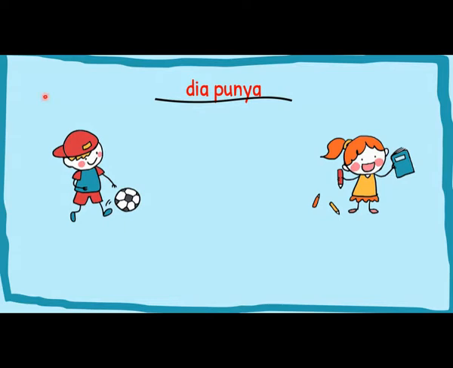So, in BM, kita cakap dia punya. Dia punya kawan, dia punya bola, dia punya pensel, dia punya buku. Okay, so itu dia punya bola. Tak kisah lelaki ke perempuan, itu dia punya bola. Itu dia punya buku. So, this book belong to yang perempuan ni, murid perempuan ni. Jadi, itu dia punya bola, itu dia punya buku.